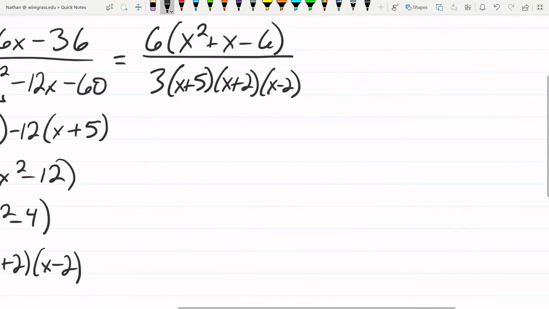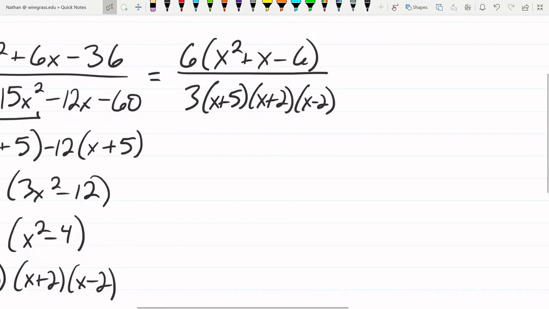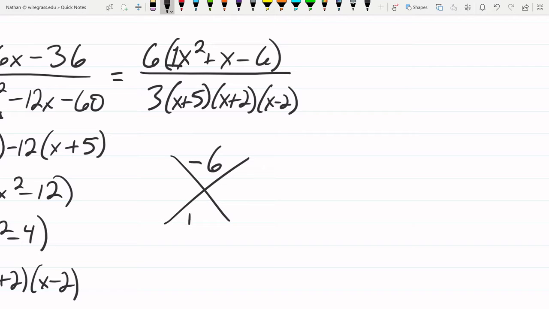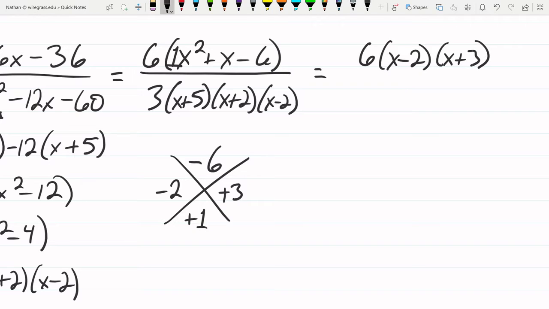And now we can look at the numerator. For the numerator, we can use the AC method. Let's try A is 1, and then C is negative 6. 1 times negative 6 is negative 6. B is just positive 1. Two numbers that multiply to give negative 6 and add to give positive 1. That's going to be negative 2 and positive 3, I believe. And since A is 1 here, we can immediately factor this into x minus 2, x plus 3, and then the denominator is still the same.